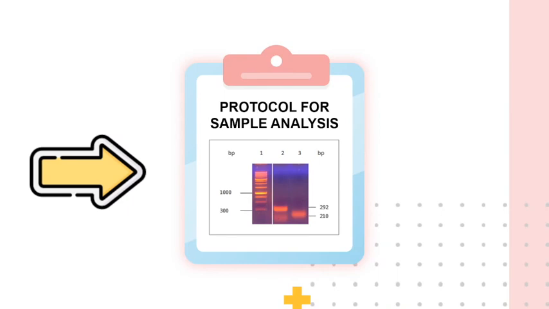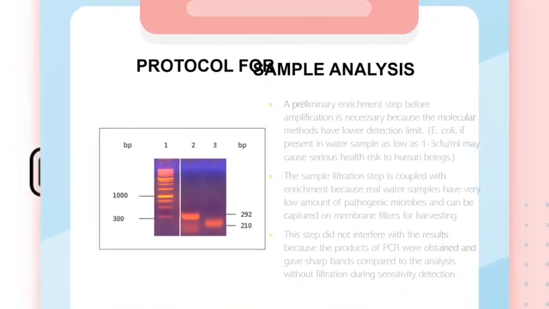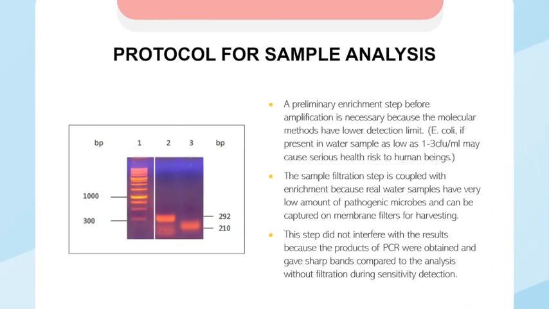The result for the protocol sample analysis is as follows. The molecular methods have lower detection limits, hence a preliminary enrichment step before the amplification is necessary. If a water sample has as low as 1 to 3 colony forming units per ml of E. coli, it may cause serious health risks to human beings.